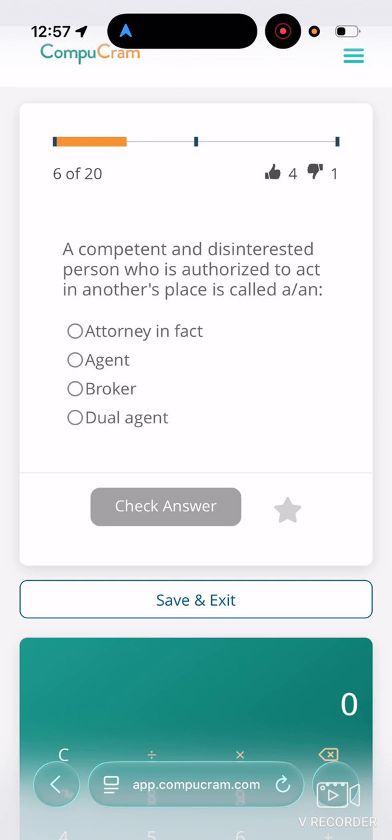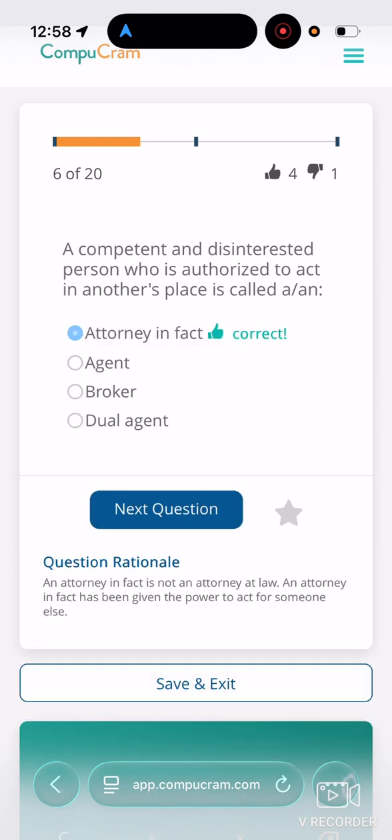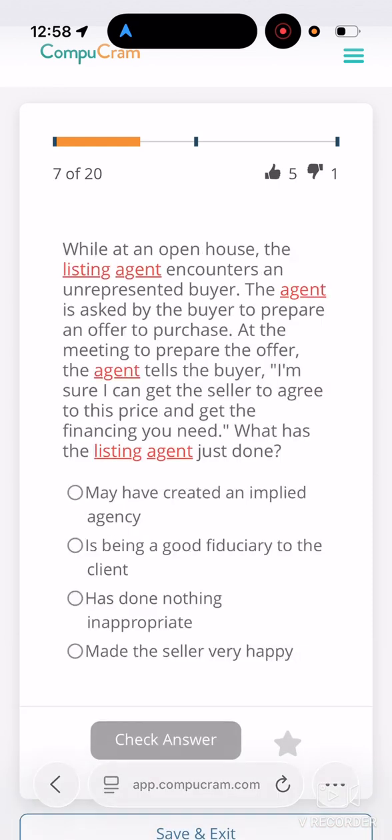All right, number 6. A competent and disinterested person who is authorized to act in another's place is called a attorney in fact, agent, broker, dual agent. Let's say attorney in fact. Correct. An attorney in fact is not an attorney at law. An attorney in fact has been given the power to act for someone else.